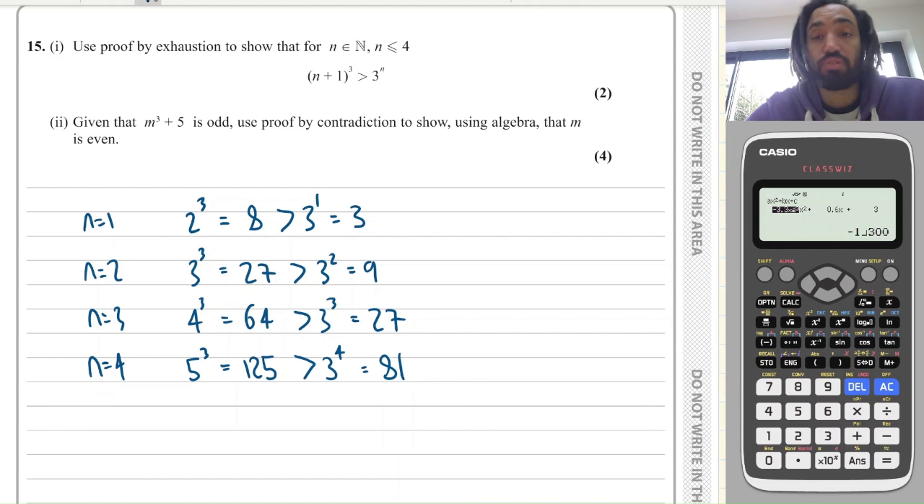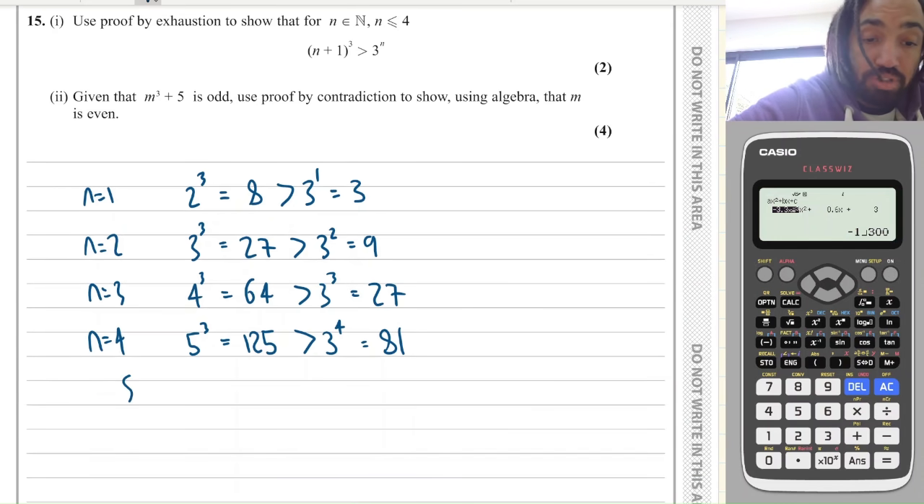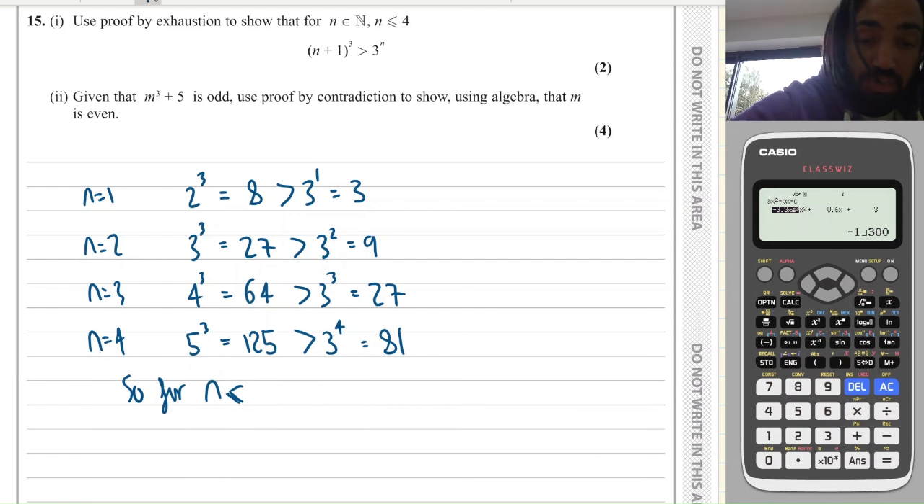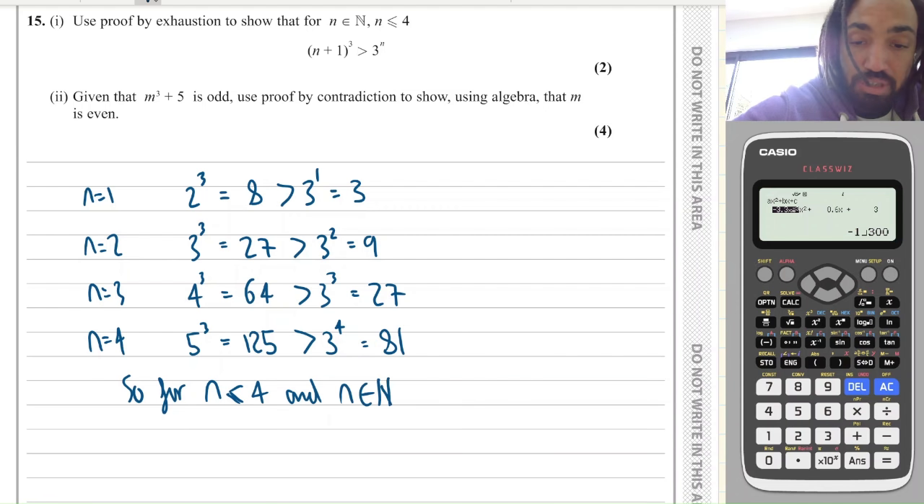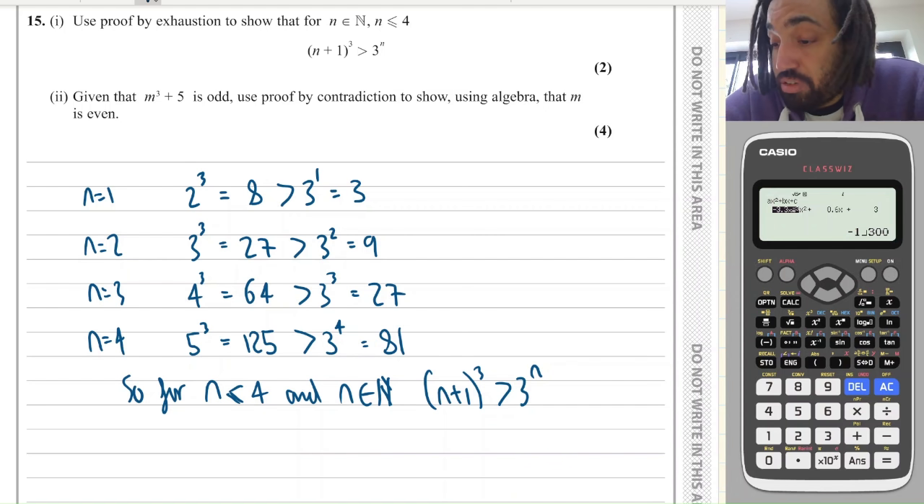Okay, so that's proved that those work for all of those values. Now you need a statement here. So you need to say, so for n less than or equal to 4 and n natural number, n plus 1 cubed is greater than 3 to the n. Okay, you have to put a statement.